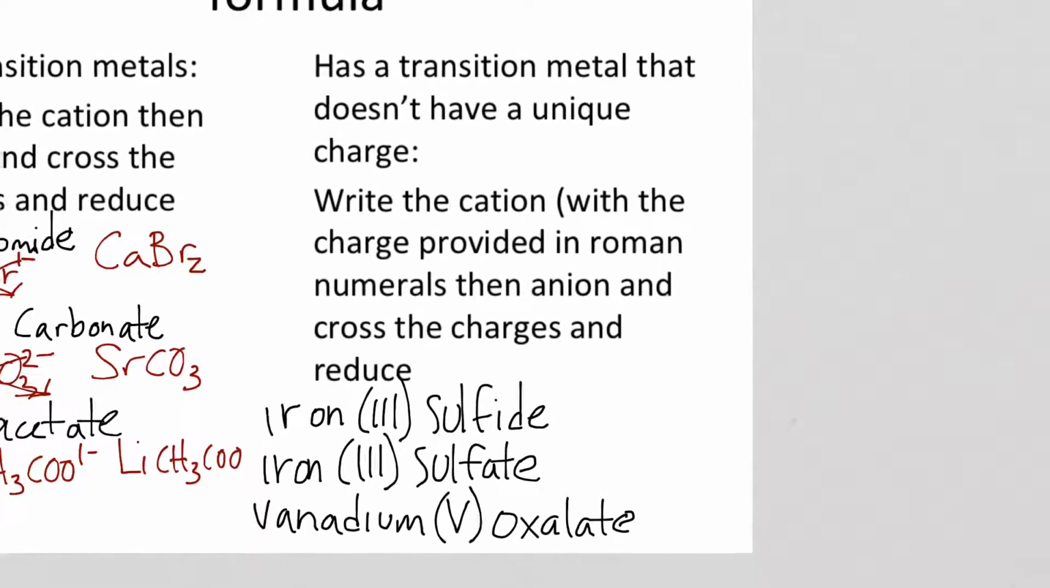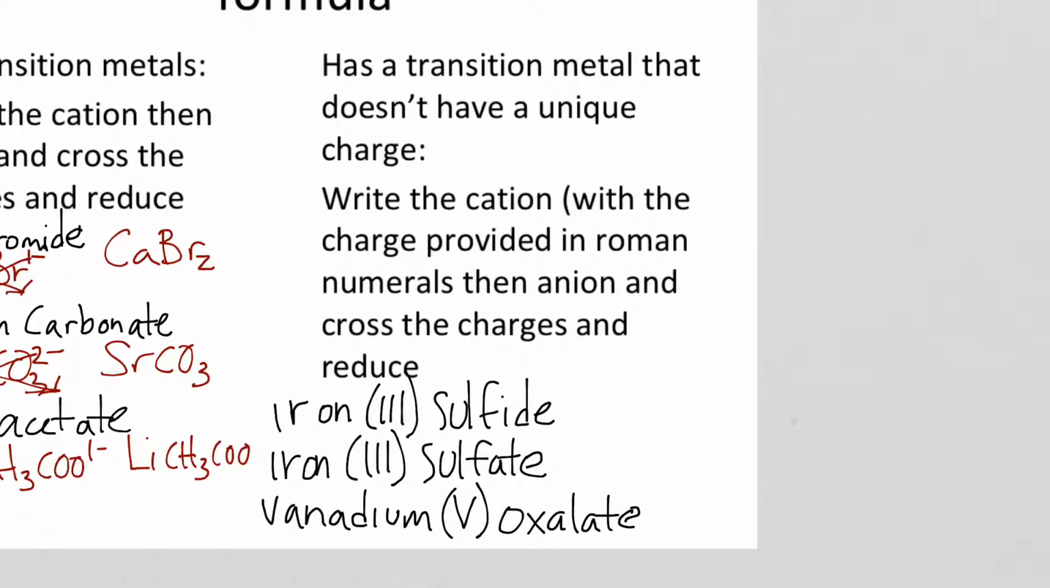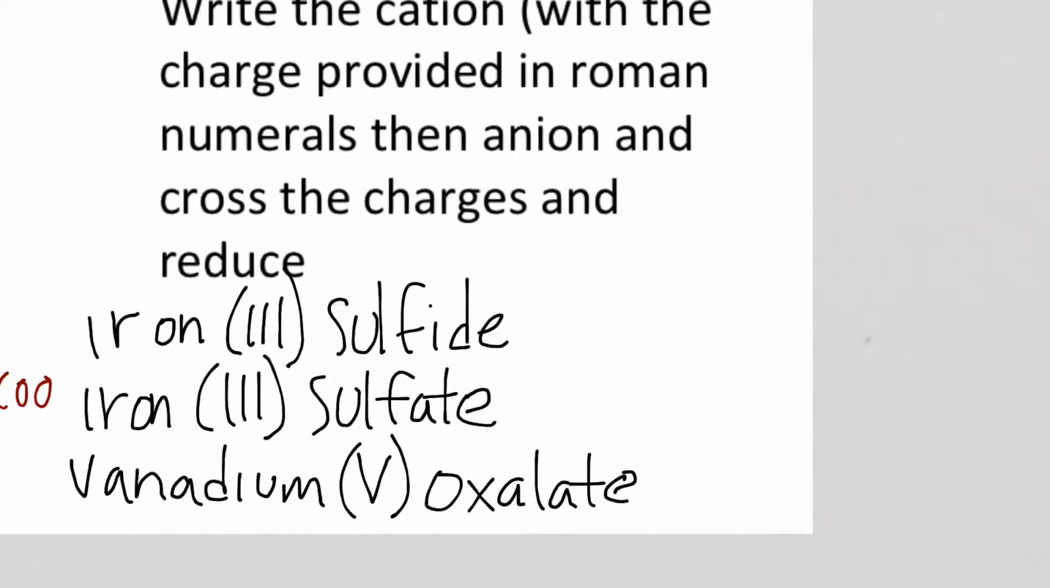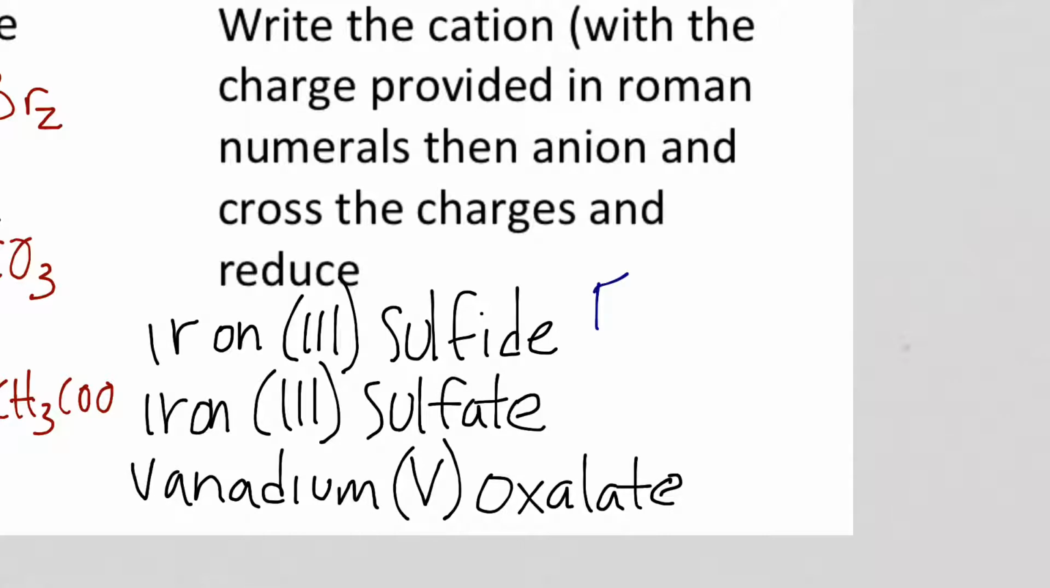Now when it has a transition metal, you're told the unique charge by that. So it's actually much simpler because you don't even need to memorize what they are because it tells you. So for example, iron is telling you it's 3+. Sulfide is for sulfur, that's 2-. So crossing the charges, we get our Fe2S3.